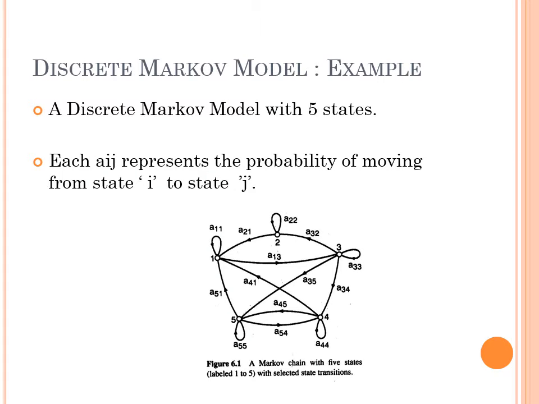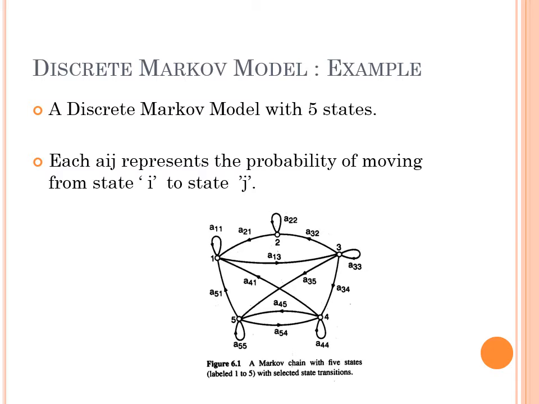Next, a discrete Markov model example. Let us consider a discrete Markov model with 5 states: 1, 2, 3, 4, 5. These are the 5 states we have. This is the weight, and this weight represents the probability of moving from one state to another state, here from state i to state j. So this is a 5 state Markov model for our understanding.